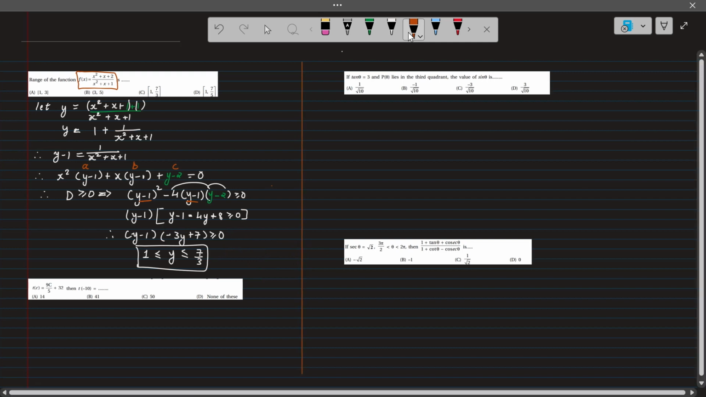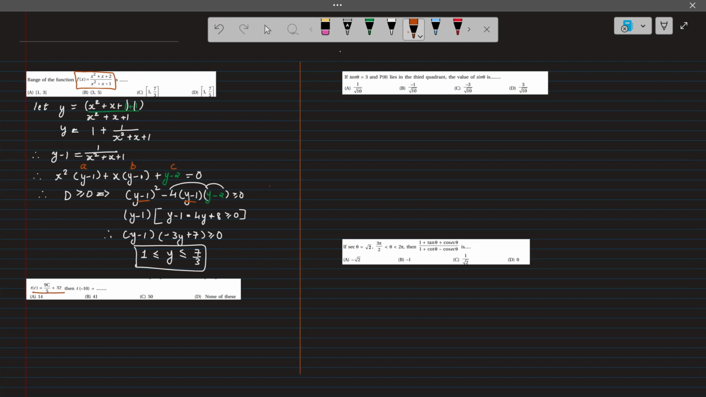t of c is equal to 9c by 5 plus 32. We have to find the value at minus 10. So basically, instead of c, I will substitute minus 10. So here, t of minus 10 would be 9 by 5 into minus 10 plus 32. 5 twos are 2, minus 2 into 9 will become minus 18, plus 32 will give us 14. So our correct answer should be option A. 14 is our answer.